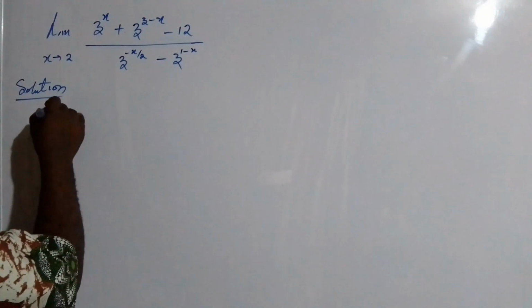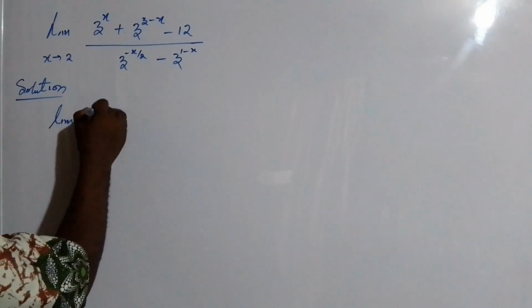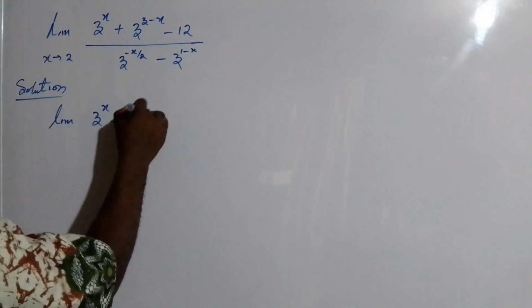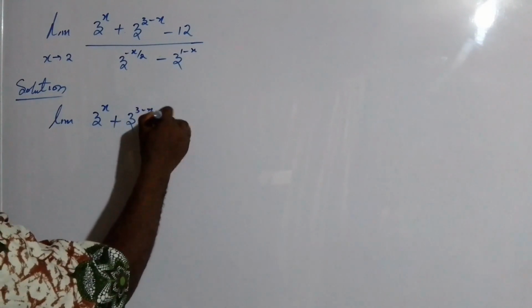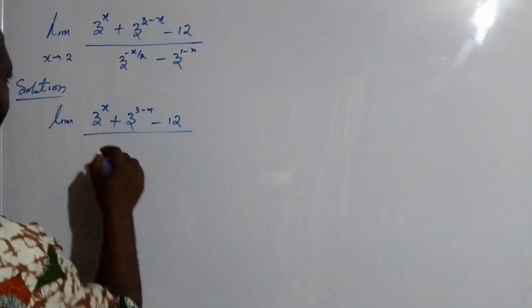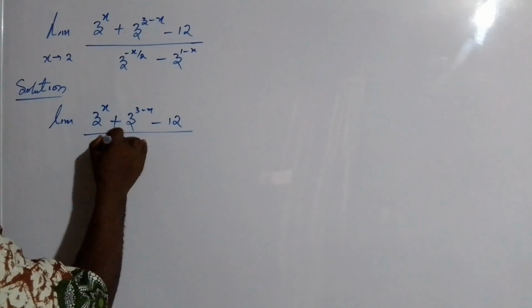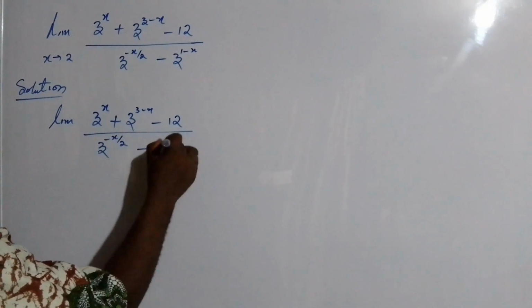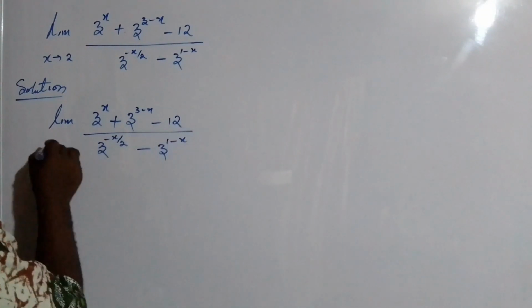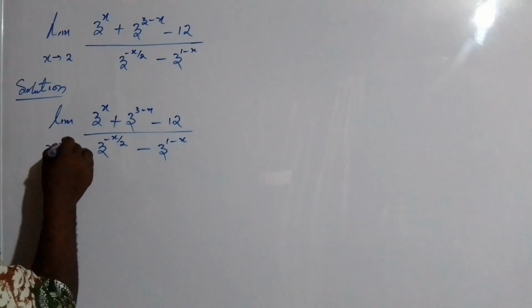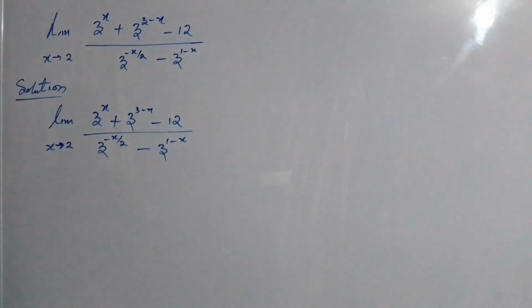Let me take down the question. I have the limit of 3 to the power of x plus 3 to the power of 3 minus x minus 12, all over 3 to the power of minus x over 2 minus 3 to the power of 1 minus x, as x approaches 2.